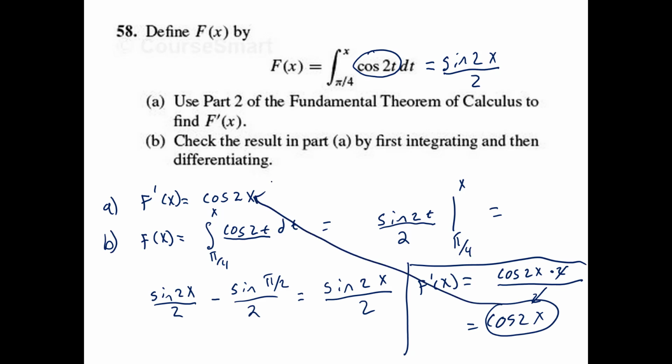Okay, so again, we can't always find the antiderivative. So you can use this technique to define a function. When you can't find the antiderivative, then you just leave it in integral form. But you know what the derivative of that function is. It's the original function that you started with.